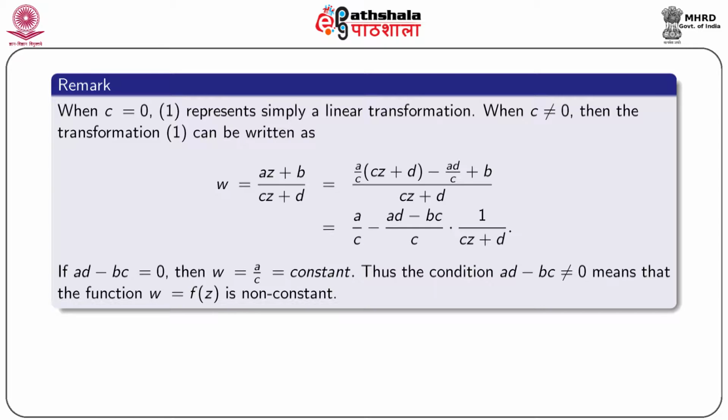When c is not equal to 0, the transformation (1) can be written as w = (az + b)/(cz + d) = (a/c)(cz + d) minus ad/c plus b, all over (cz + d), and from this we get w = a/c minus ((ad minus bc)/c) times 1/(cz + d). So, we note that if ad minus bc = 0, then w = a/c, which is a constant. Thus, the condition ad minus bc not 0 means that the function w = f(z) is non-constant.